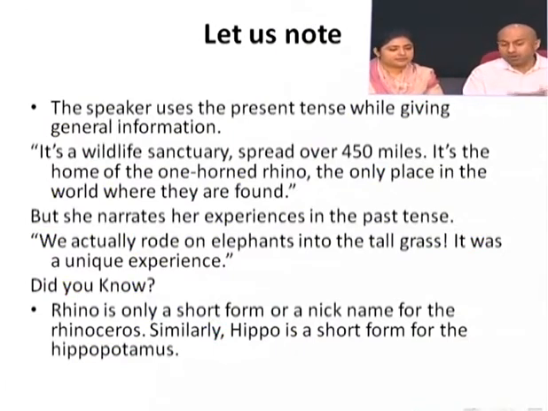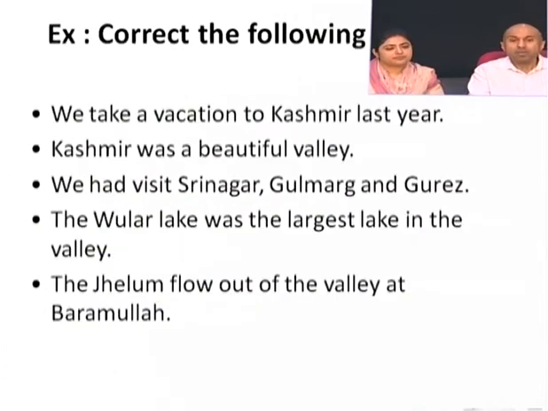Did you know? Rhino is only a short form or a nickname for the rhinoceros. Similarly, hippo is a short form for hippopotamus. Yes, a rhino is a short form for a rhinoceros, and a hippo for a hippopotamus. So, correct the following sentences.